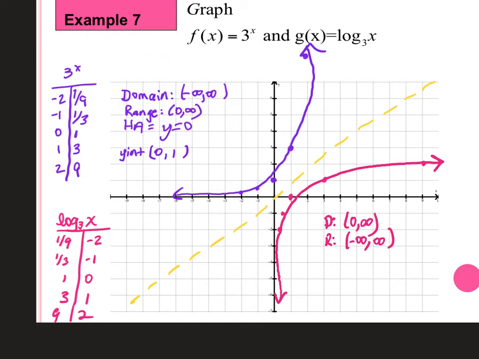I don't have a horizontal asymptote here. I have a vertical one. So my vertical asymptote, what is the vertical line up and down that my function gets really, really close to but doesn't touch?